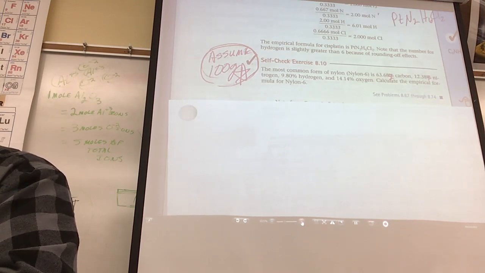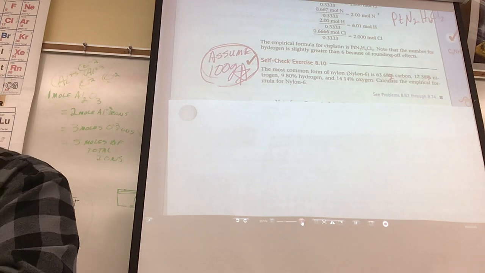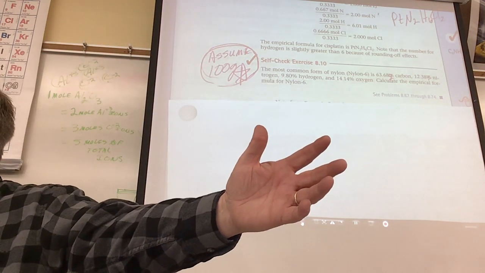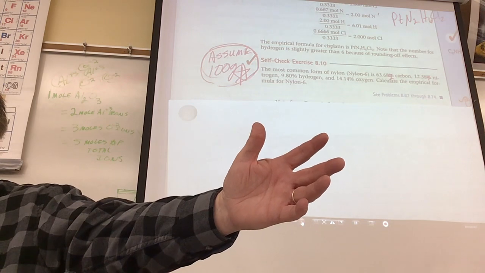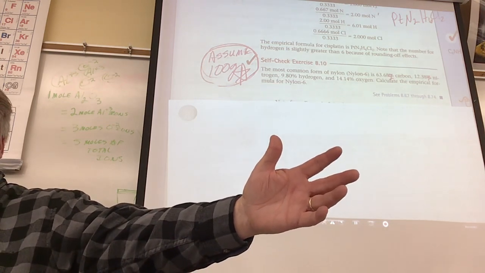And we have to get into moles. I don't know how to do percent into moles. So there's a little trick here. What if I gave you a huge amount of this nylon? What percent of it would be hydrogen? Same stuff. 9.8%, right?